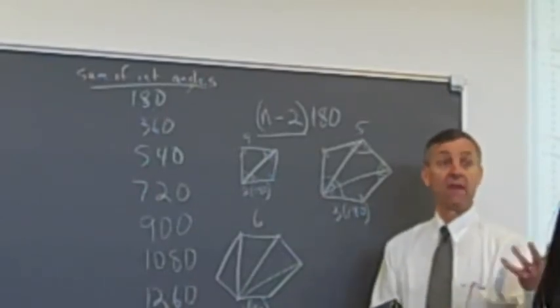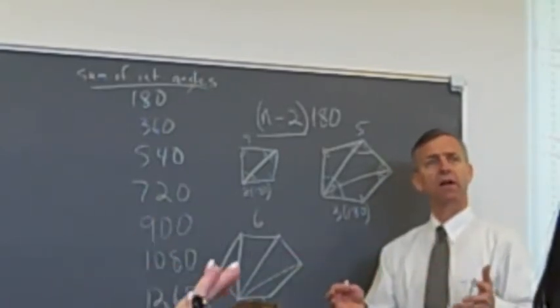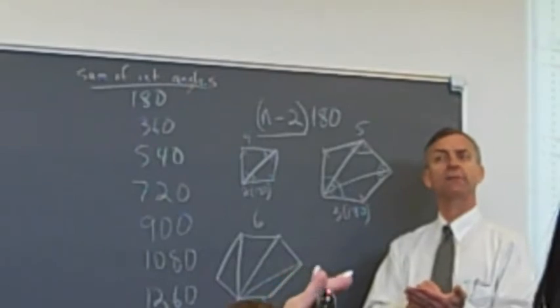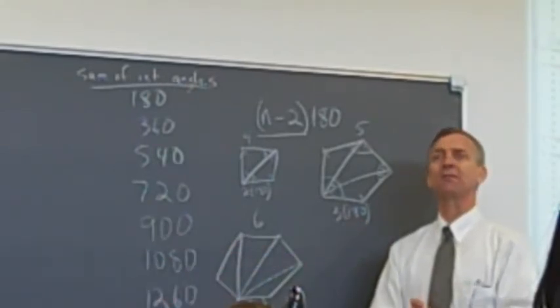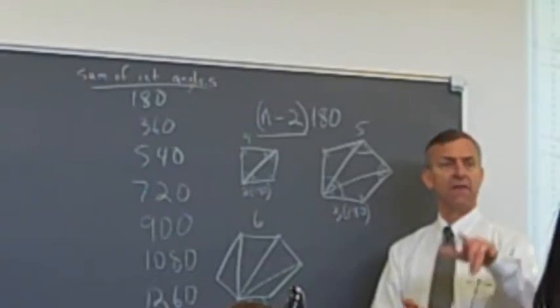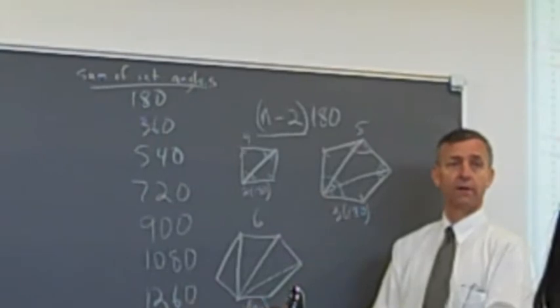Pretty much. And basically all I'll say is this: if you take any polygon and draw in all of the diagonals from one vertex, you will always get 2 less triangles than there are number of sides. And that's the reason why, right? That's why this formula works, correct?